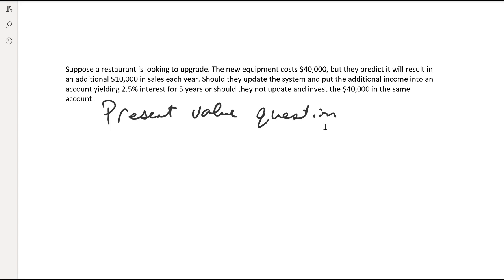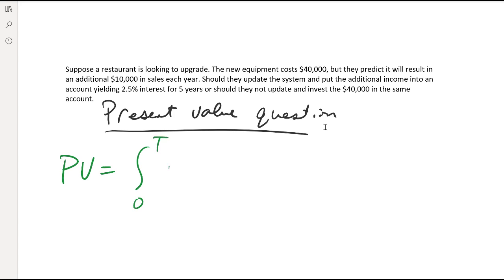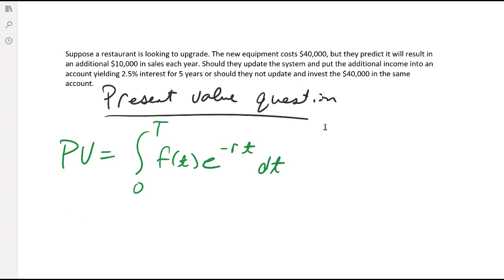But if this machine is going to generate more income, more than $40,000 for me, then absolutely I should invest in it. Okay? So this is a present value question, and here we go. We know that the present value is the integral from 0 to t of our income stream times e to the negative rt. We call this discounting, which is where the negative comes from, because you're going back.